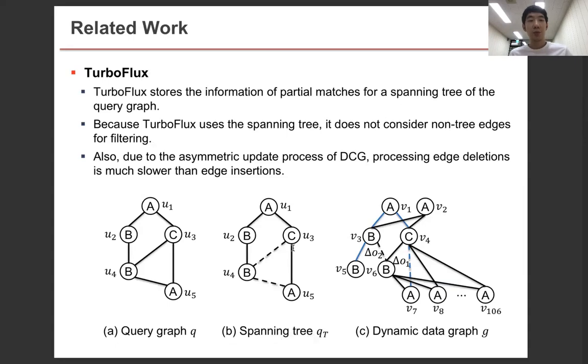In order to solve this problem, the state-of-the-art algorithm called TurboFlux stores the information of partial matches of a spanning tree from the query graph. Since TurboFlux uses the spanning tree, it does not consider the non-tree edges for filtering. Therefore, when delta O1 is inserted, TurboFlux should perform subgraph matching to find matches because there exists a match of the spanning tree in the data graph. Also, due to an asymmetric update process of the data structure, processing edge deletion is much slower than edge insertion in TurboFlux.